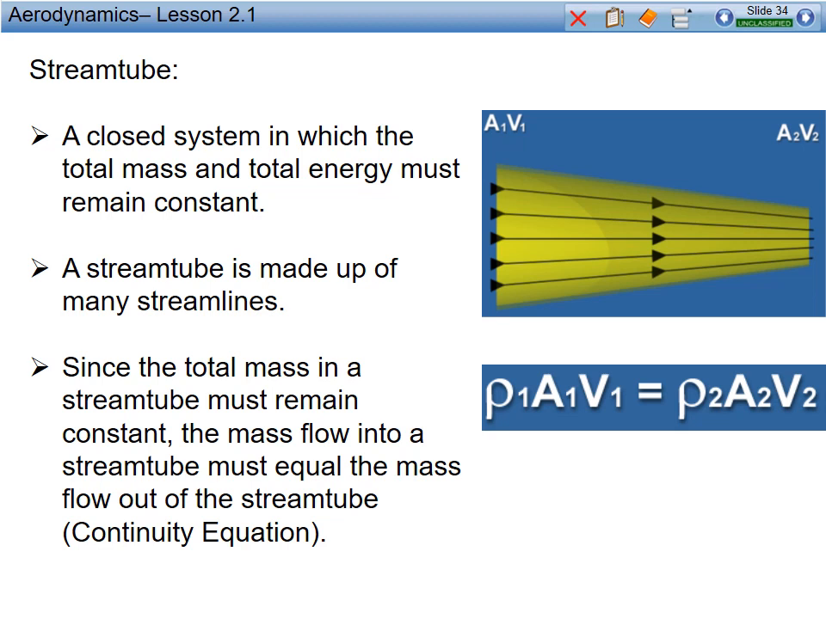In a closed system, total mass and total energy must remain constant. Since the total mass in a stream tube must remain constant, the mass flow into a stream tube must equal the mass flow out of the stream tube, which is the continuity equation.